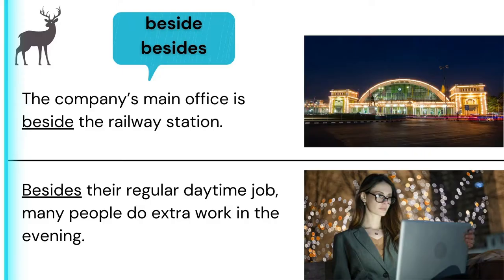The company's main office is beside the railway station. Preposition. Beside. Besides their regular daytime job, many people do extra work in the evening. So in addition to their regular daytime job. Another way to say that would be people work during the day and in the evening. But here it says, besides their regular daytime job, many people do extra work in the evening.